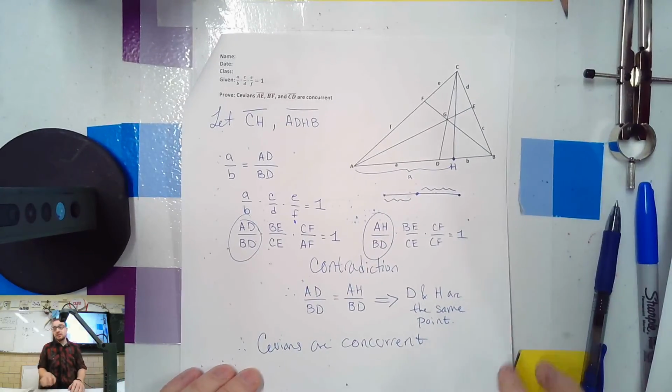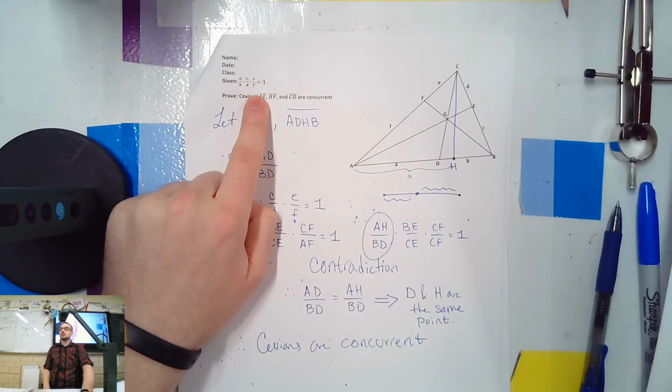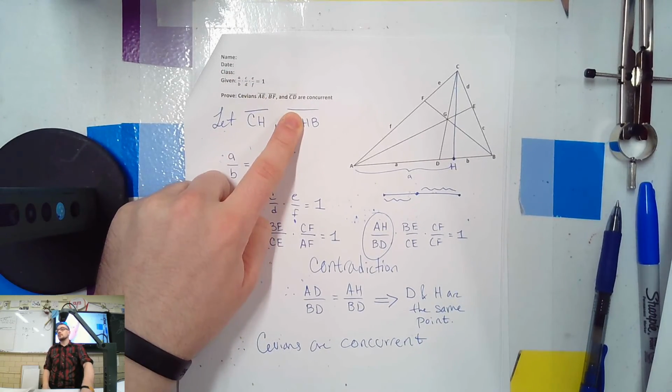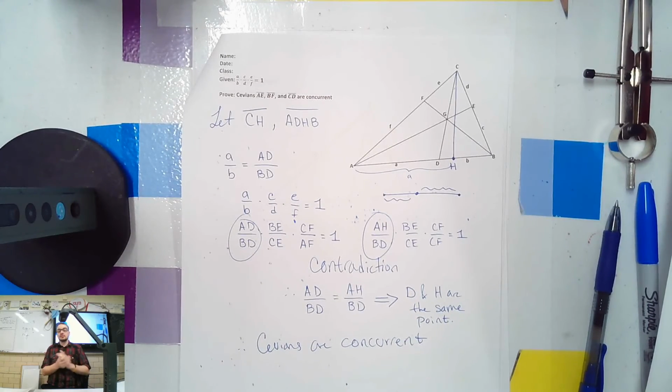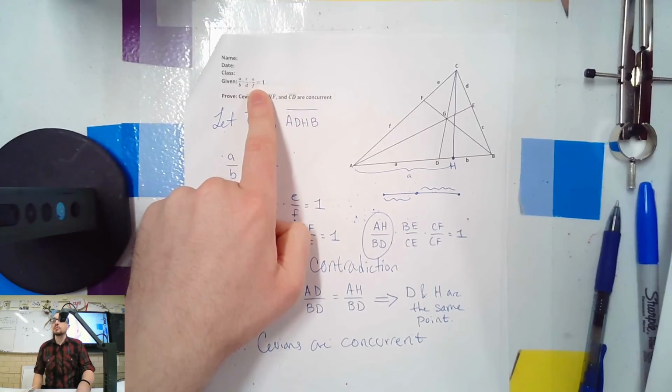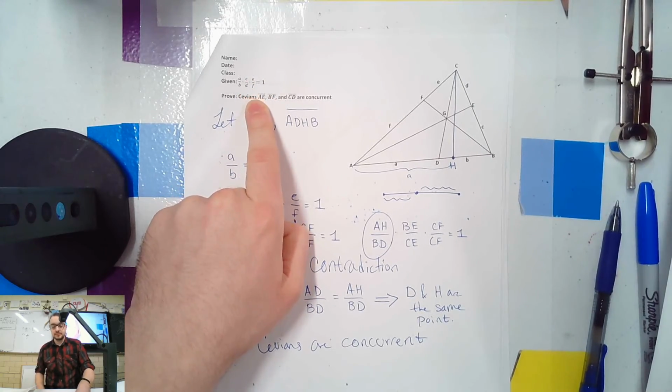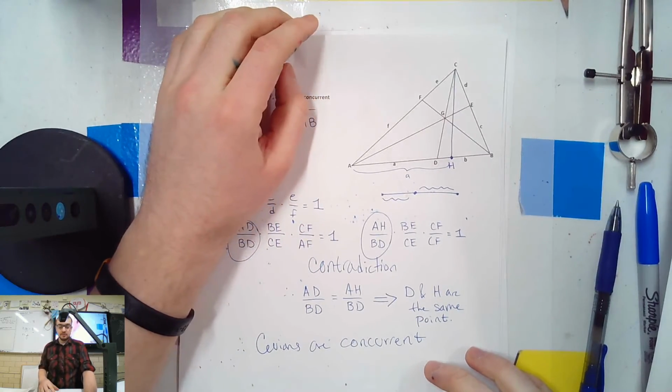So Ceva's theorem says if they're concurrent, then this happens. The converse says if this is true, then they must be concurrent. And we've proven that by contradiction. Because if they weren't concurrent, this wouldn't be true, and we know that to be true. That's given to us as true, right? So that's the idea there.